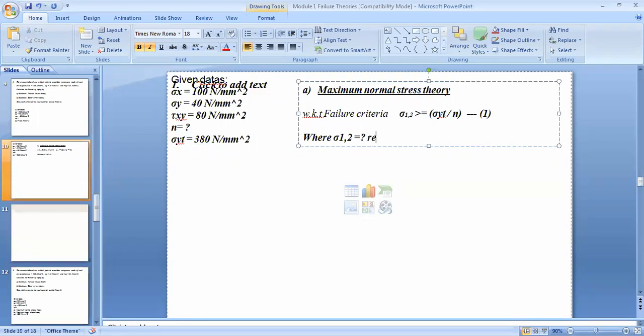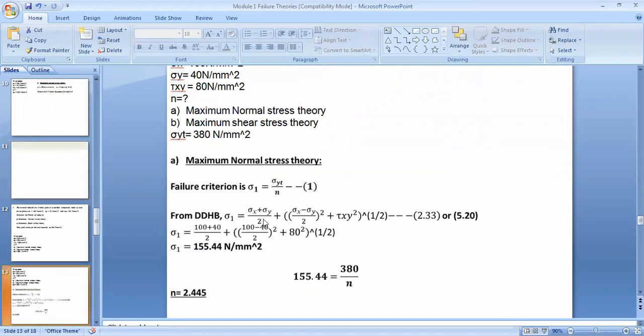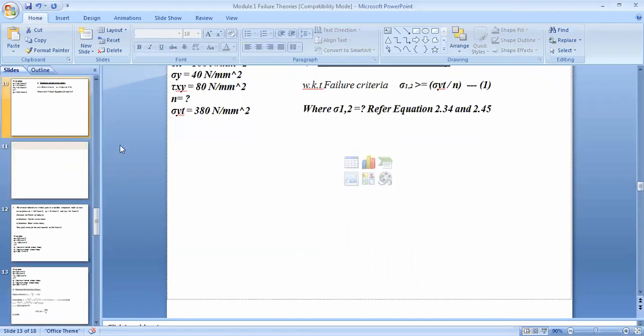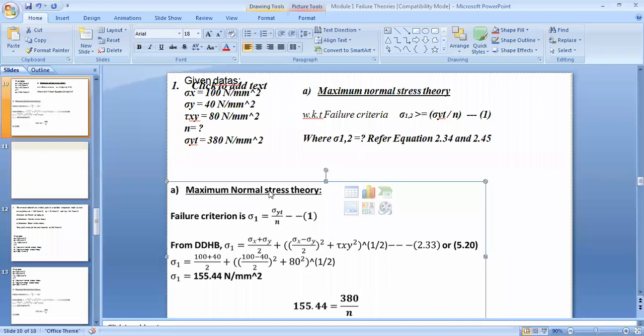Refer to equation 2.34 and 2.35 from the design data handbook. From the design data handbook, sigma 1, 2 is equal to what? According to maximum normal stress theory, the failure criteria is sigma 1 should be greater than or equal to sigma yt by n. That part is equation number 1.